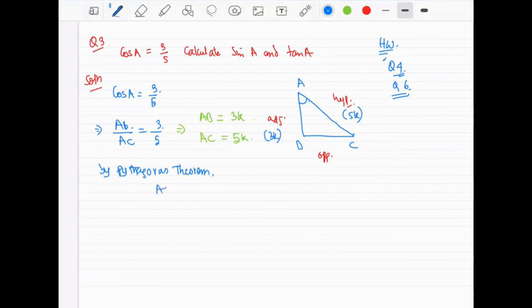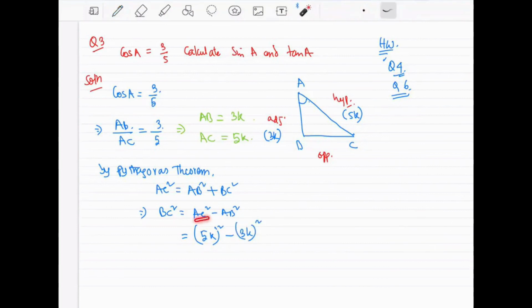Okay. By Pythagoras theorem, AC square is equal to AB square plus BC square. We are supposed to find out BC because we don't know the value of BC. BC square will be AC square minus AB square. AC square, I will replace it with 5K square. AB will be replaced as 3K square. Just putting the value, simple. This we have right here and right here.